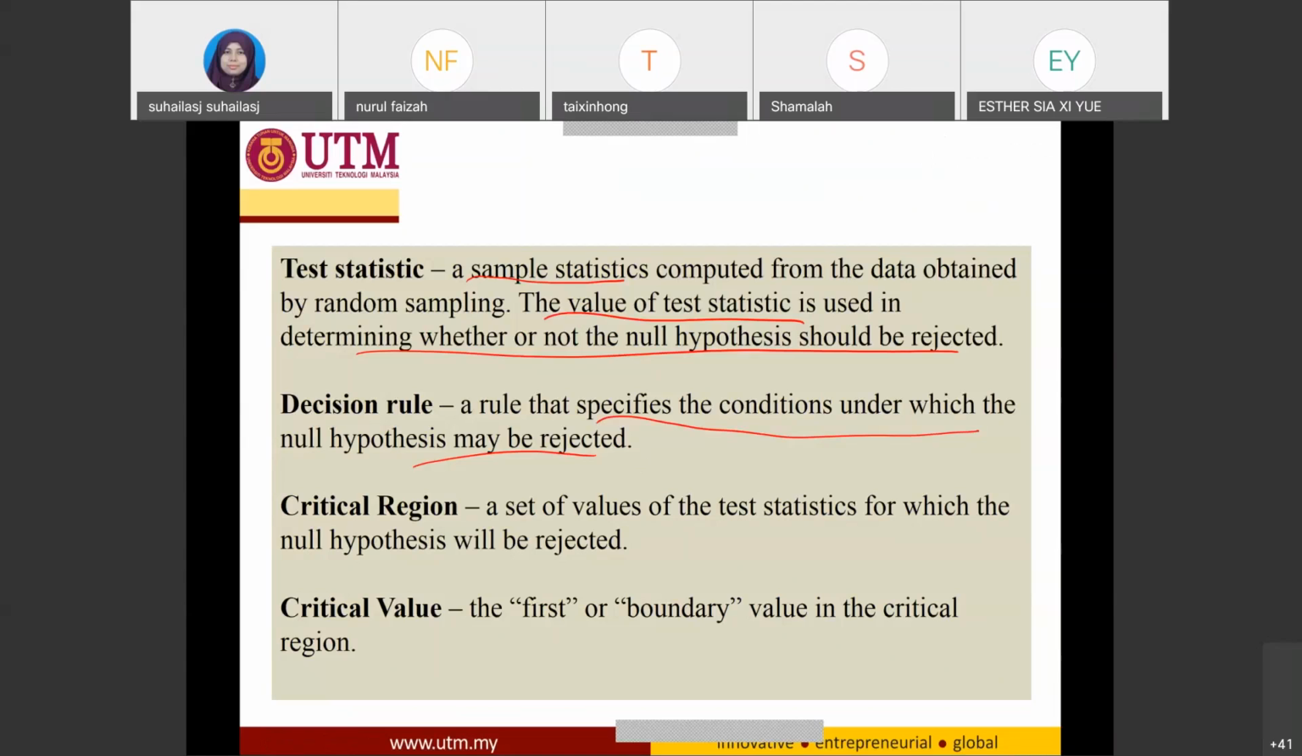And then we have a decision rule, a rule that specifies the condition under which the null hypothesis may be rejected. Then we will use a stats table to get your critical region and also your critical value. The critical value is the value that you get from your stats table, and the critical region is the area in which the null hypothesis will be rejected.